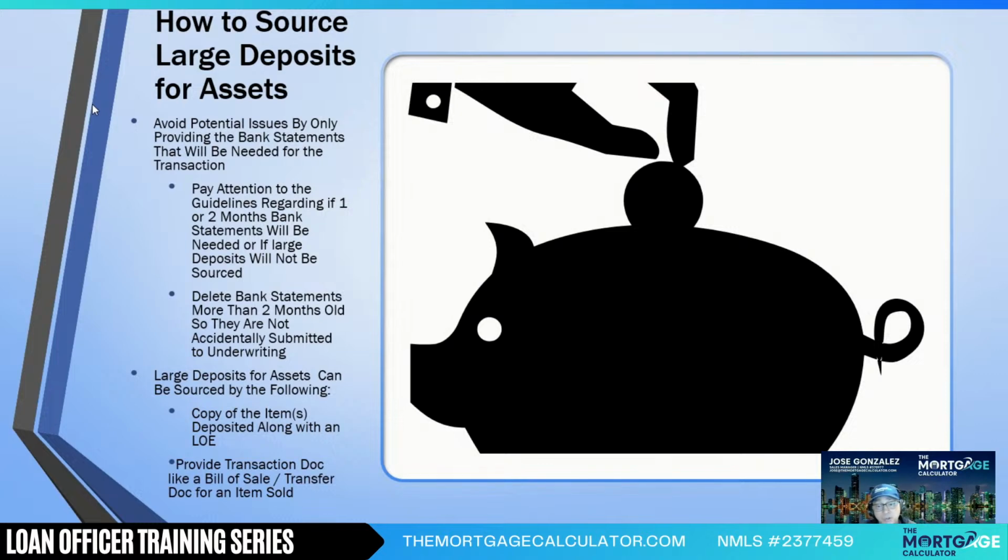No surprises from underwriting. Then you want to pay attention to the guidelines that you're using. Again, notice I keep going back to guidelines, and I'll share guidelines with you in a minute. But make sure that the guidelines are stating either 1 or 2 months bank statements will be needed. In other words, are they requiring the deposits to be seasoned for 60 days? Or are they requiring the deposits to be seasoned for 30 days? If you need them to be seasoned for 60 days, you're going to need 2 months bank statements. If you only need them to be seasoned for 30 days, you only need 1 bank statement.